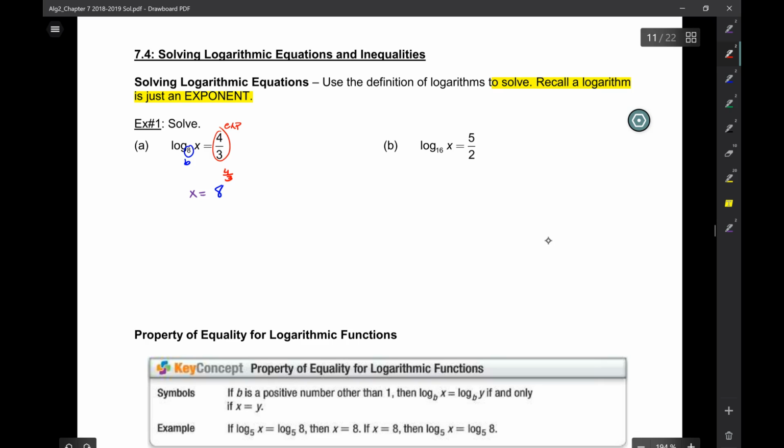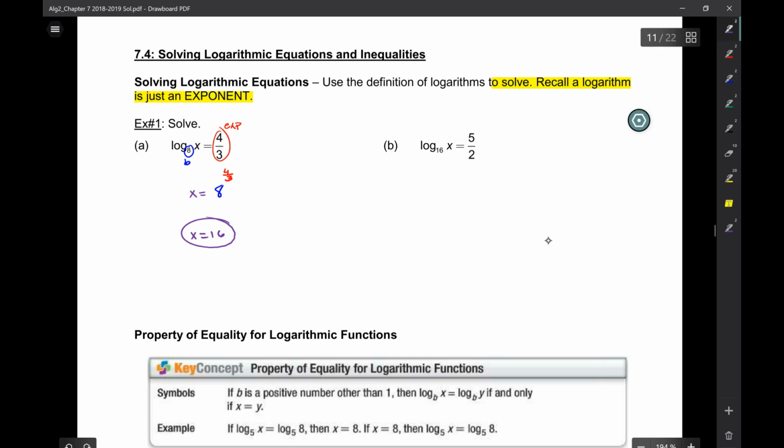What's 8 to the 4/3? It's the cube root of 8, which is what? 2. 2 to the power of 4 is 16. All right.